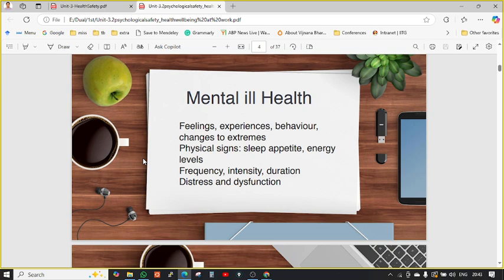Mental ill health. What is mental ill health? Mental ill health consists of feelings, experiences, and behavior changes to extremes. So these are the different signs. What are the signs? Sleep, appetite, energy levels, and the frequency, intensity, and duration of stress and dysfunction.